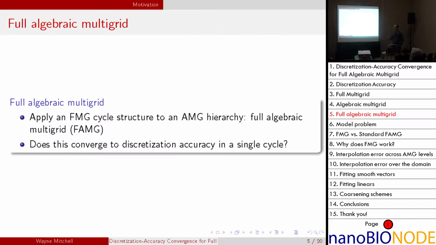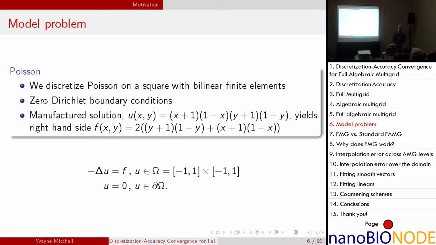So one natural question you might ask, a question that I asked, is what about just applying an FMG type of cycle to an AMG hierarchy? Would that work? Can we recover discretization accuracy nicely through this kind of method? And so that's what we're going to investigate. And to do so, we're going to use a simple model problem, multigridder's favorite model problem, Poisson on a square. We're going to discretize with bilinear finite elements, zero boundary conditions, and plug in a nice manufactured solution so that we can actually measure discretization accuracy directly.